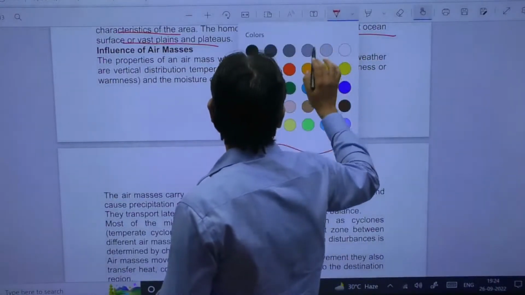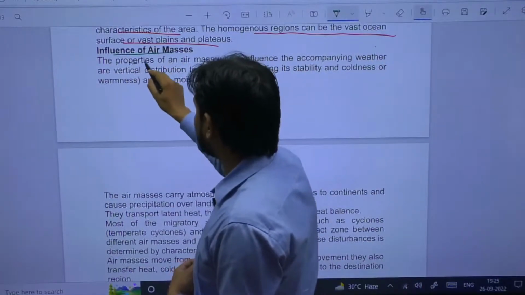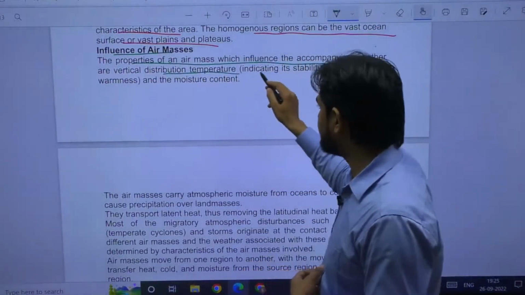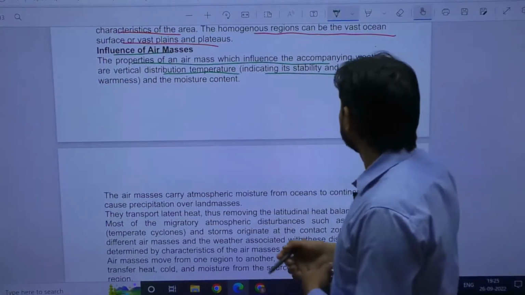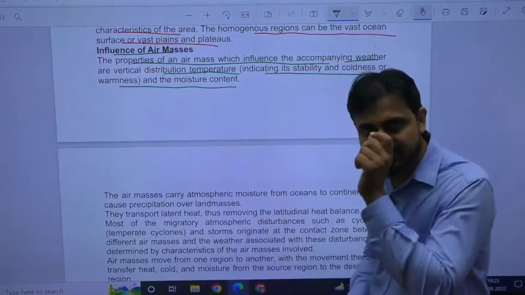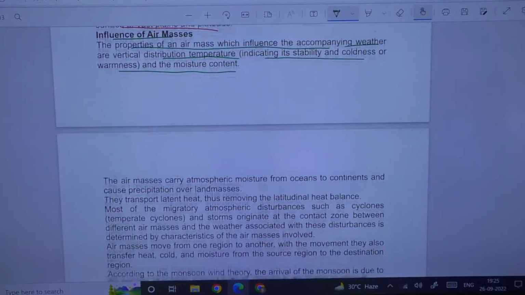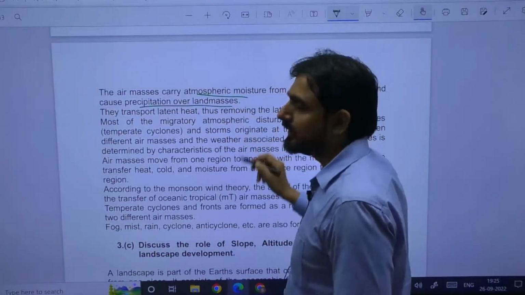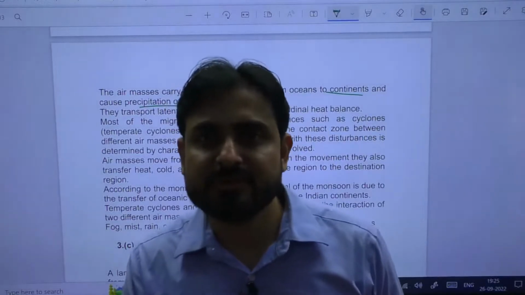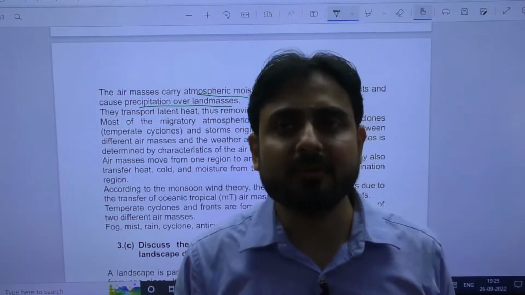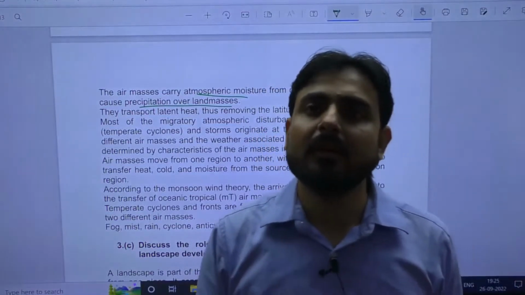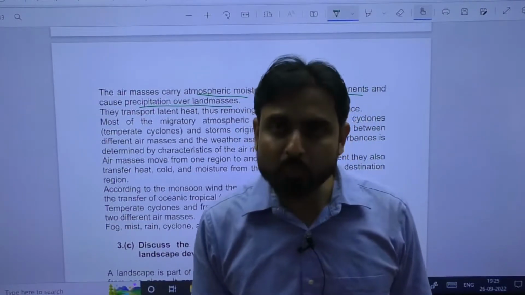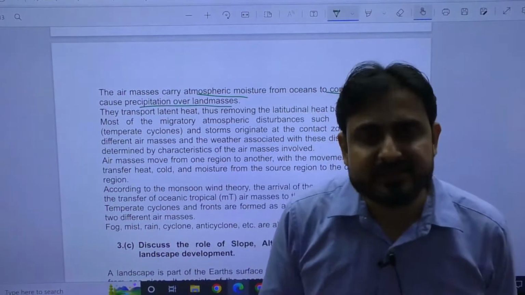Now, influence of air mass. The properties of an air mass which influence the accompanying weather are vertical distribution of temperature, indicating its stability, coldness or warmness, and the moisture content. Air mass carries atmospheric moisture from the ocean to the continent, which causes precipitation. From the ocean, when an air mass moves over the continents, it absorbs some moisture, and after getting cool at higher altitude, it starts to precipitate.